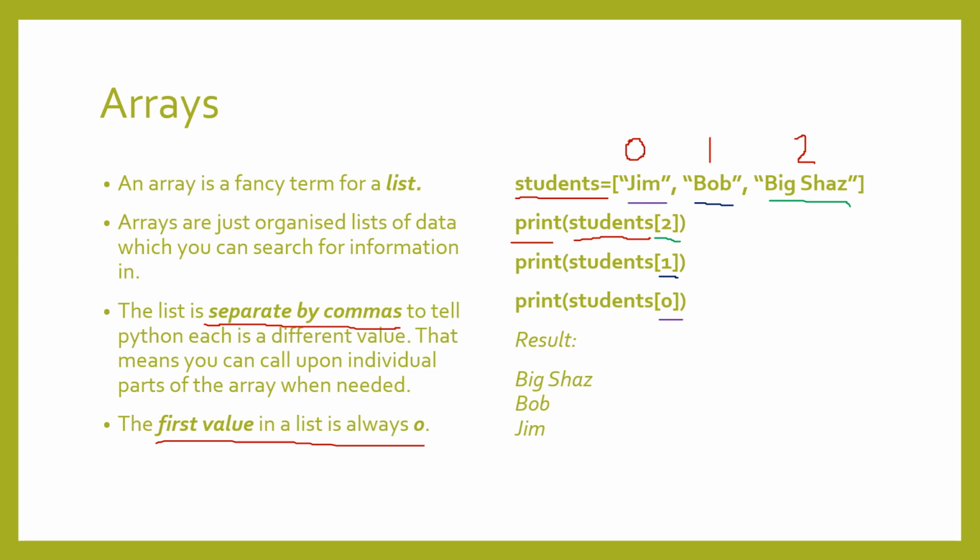So if I just run this program, this is what it'd say. This all happens in the background, so I can't see any of this happening, but then the things that I output to the user will just be first Big Shaz, because it goes, right, print from my students list, position 2, 0, 1, 2, right, print the word Big Shaz. Position 1, print the word Bob. Position 0, print the word Jim. And that's how arrays work.